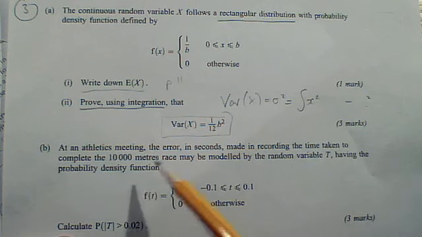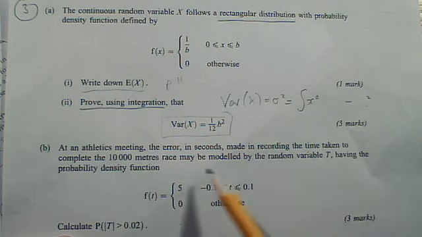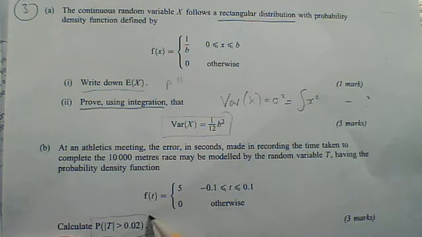At an athletics meeting, the error in seconds can be modelled as this. All we've got to do is calculate the probability of the modulus of t being greater than 0.02. Now modulus means the value after we ignore any minus sign. So there are two, if you like, cut-off points here. One will be at 0.02, and all values greater than that will be okay.